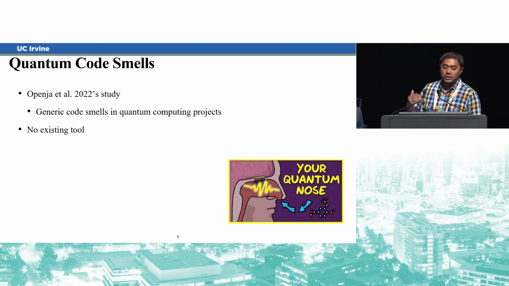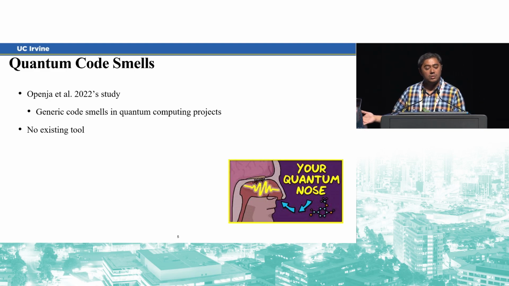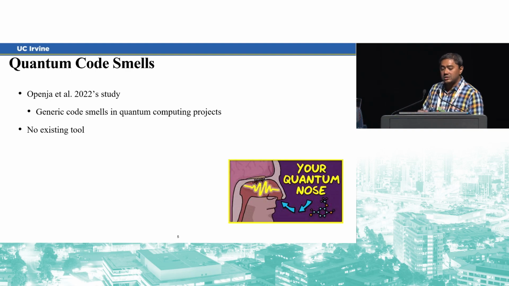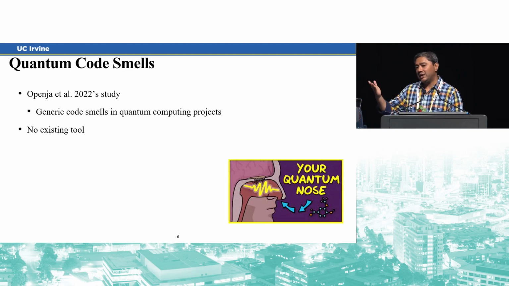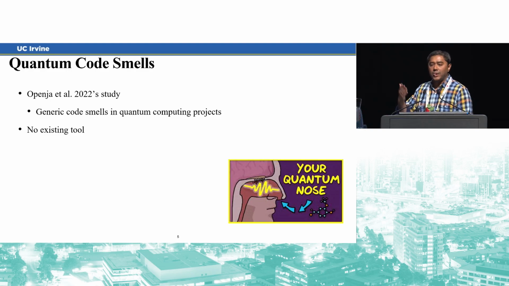Now, that's where we got interested, because how good are we doing, or do we even have tools and mechanisms to identify these smells? When we looked into literature, we really didn't find any papers that looked at quantum-specific code smells. There were papers that looked at traditional smells and tried to find them in quantum programs, but not quantum-specific smells. And because quantum programming is different from traditional programming, there are going to be unique smells that we should look for. And obviously, there were no existing tools for identifying these smells.